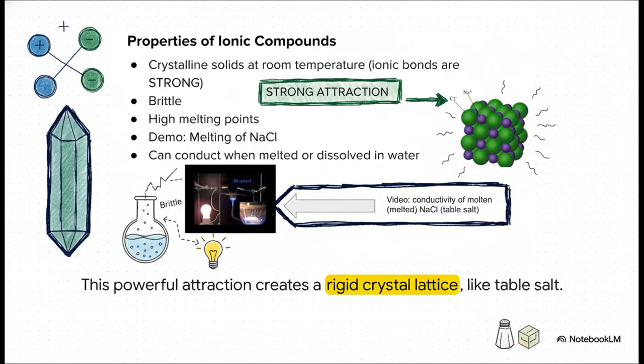And this super strong positive and negative attraction just locks these ions into place. They form this incredibly organized, tightly packed structure. We call it a crystal lattice. And the perfect example, just think of table salt, sodium chloride. That's exactly what's going on inside every single one of those little crystals.